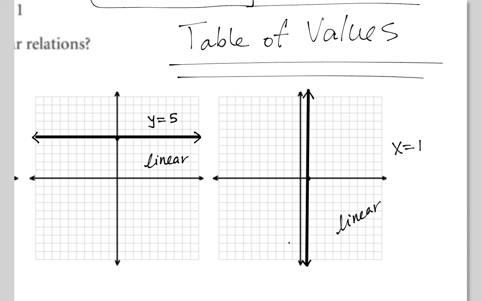These two I put there purposefully because if it says y equals 5, students will think, oh, that's a vertical line at 5. Well, no, it's a horizontal line at 5. Even though it says y, it's horizontal. And even though this one says x, it's vertical, because no matter what y value you pick, it'll be on x equals 1.